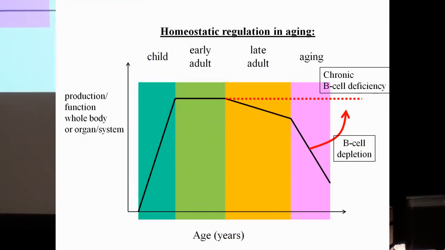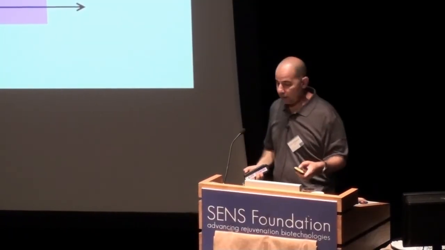And then going back to my first slide, I think we were able to show that this slope can be shifted by B-cell depletion to reactivate B-lymphopoiesis in the bone marrow. And in a situation where you have chronic B-cell deficiency, you can basically maintain B-cell production in an old mouse throughout life and through aging.